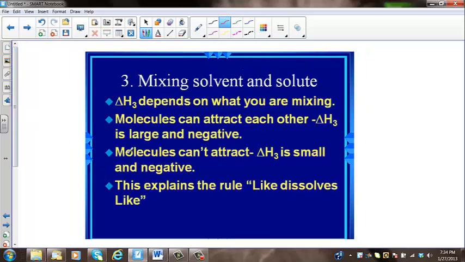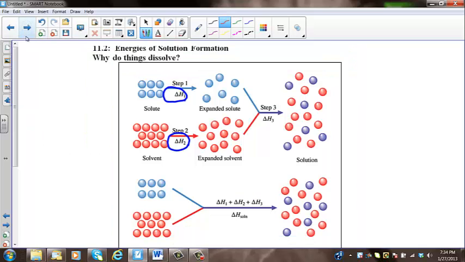The mixing of the solvent and solute will depend on what it is you're mixing. Molecules can attract to each other if the delta H is large and negative. Molecules can't attract if the delta H is small and negative. This basically explains the rule like dissolves like. And I have another chart that will help us out in a moment. This is from your note packet.